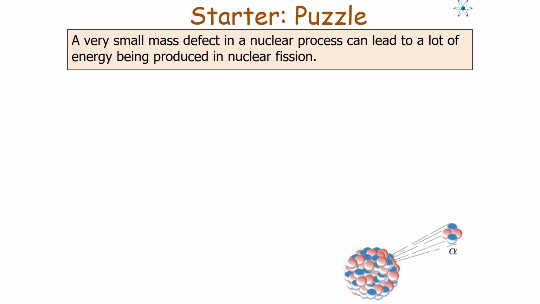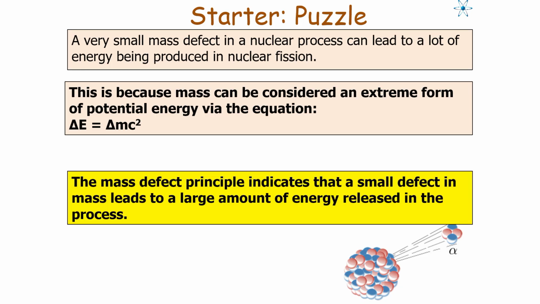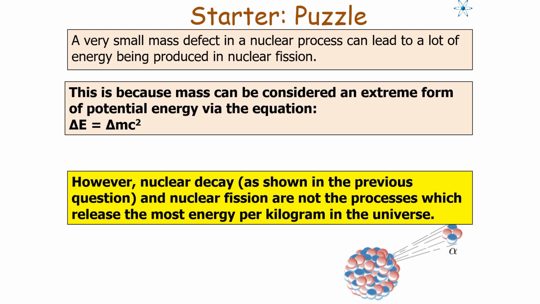So a very small mass defect in a nuclear process can lead to a lot of energy being produced in nuclear fission. This is because mass can be considered an extreme form of potential energy via our equation delta E equals delta mc squared. Now the mass defect principle indicates that a small defect in mass leads to a large amount of energy released in the process.